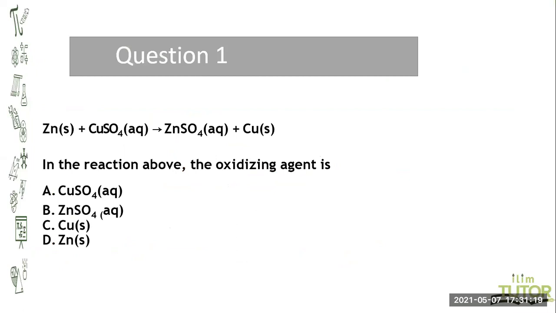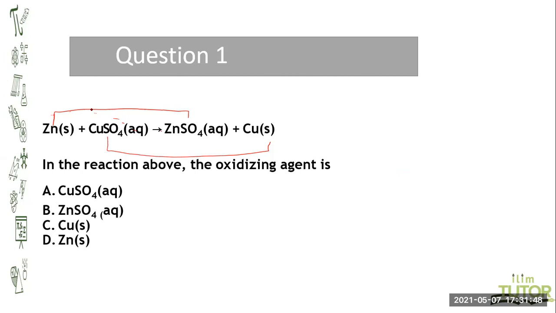Let's look at question 1. In the reaction above, which one is the oxidizing agent? So let's try and look at the reaction by solving using half equation. So I move zinc here. I move copper to copper. So I will ask myself, which one is undergoing oxidation? Which one is undergoing reduction?